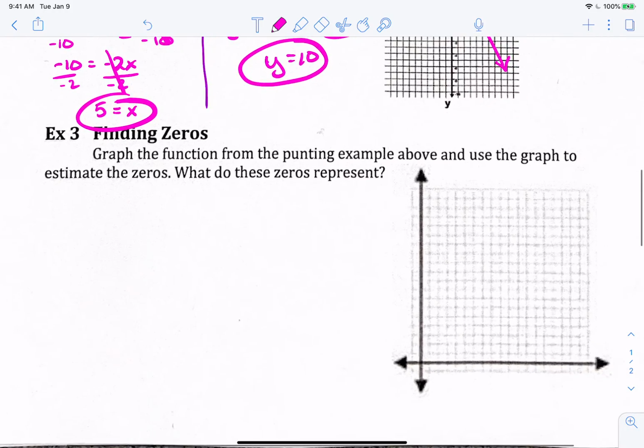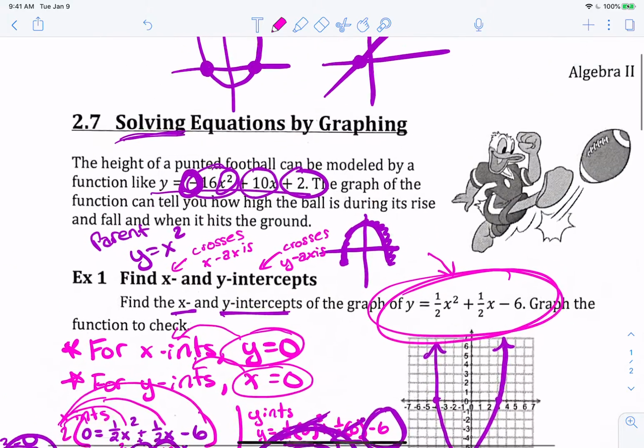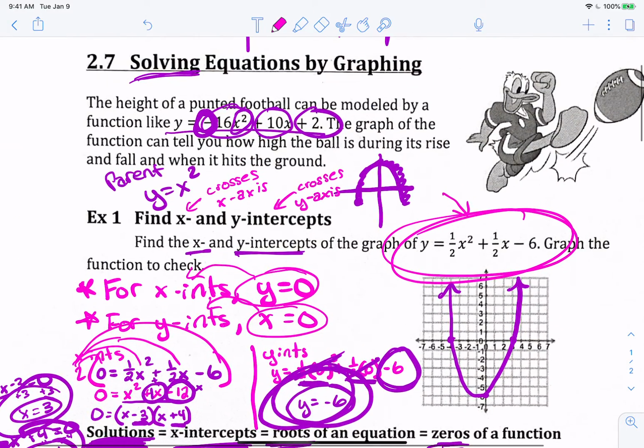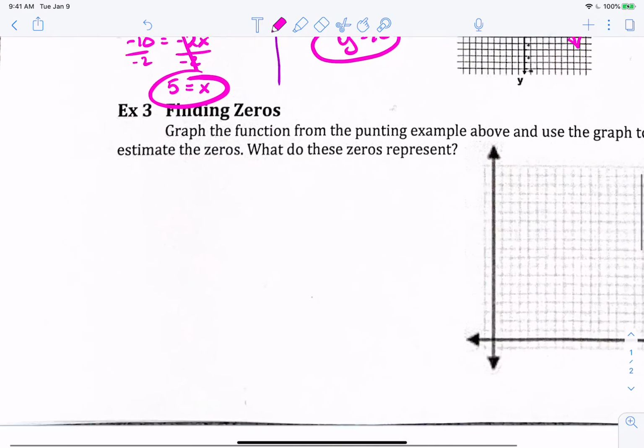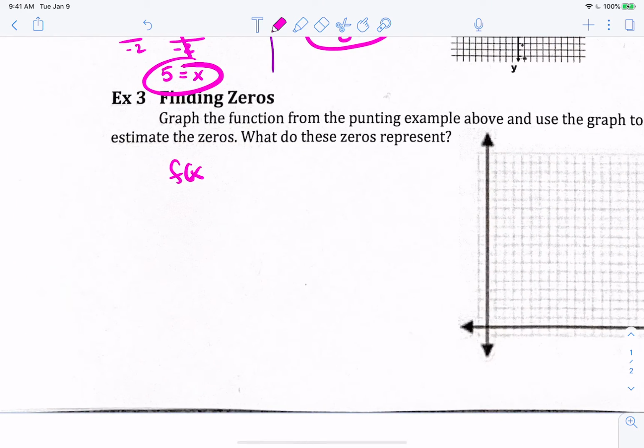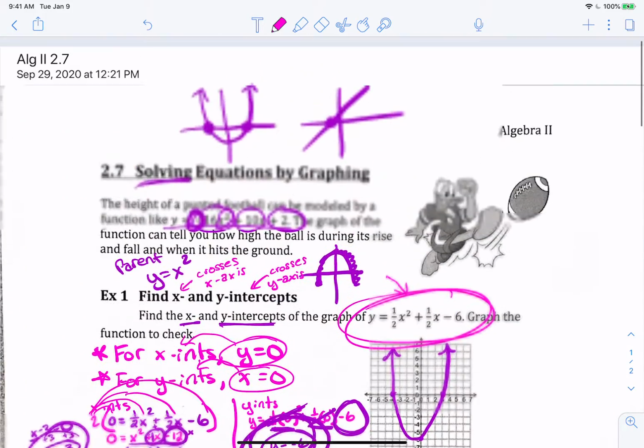Graph the function from the punting example. The punting example was up here: negative 16x squared plus 10x plus 2. I'm going to write that down here. F of x equals negative 16x squared plus 10x plus 2. Is that right? Yeah, they get my positives and negatives.